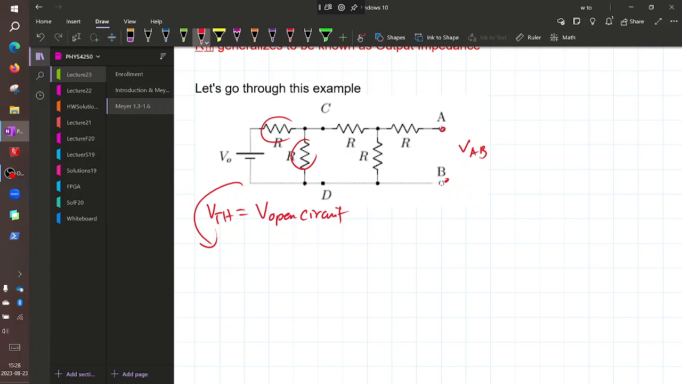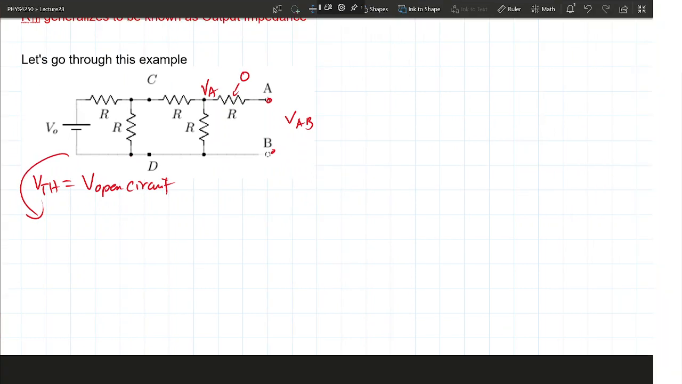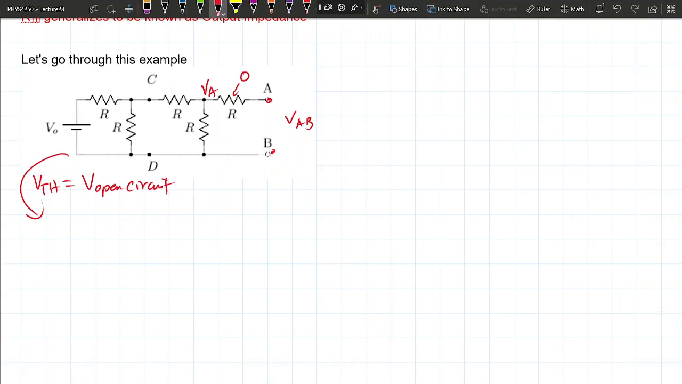Since this is open circuit, that gets simplified. If this is open, that means the current going through this resistor is zero, because the current cannot go through at all. Therefore, this point here is also VA. Remember that the voltage drop across the resistor is equal to the current times the resistance. Since there's no current, the voltage drop across that resistor is zero, so the voltage on both sides should be the same. So this is still VA. If we figure out what VA is, then we're good.